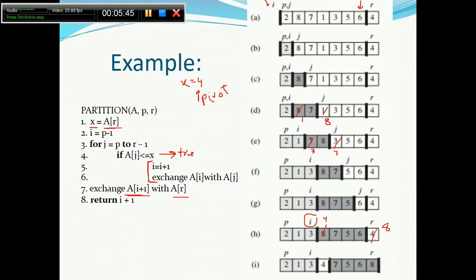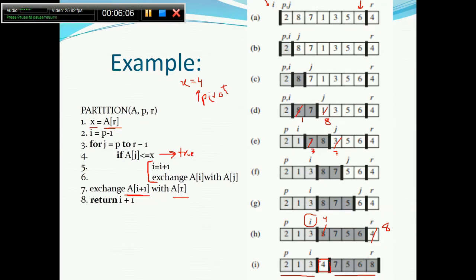Now see, you can see here I chose 4 as a pivot. All numbers that are smaller than the pivot are on the left side, and all the numbers that are greater than the pivot are on the right side. So can I say in this way the pivot is at the correct place? Yes or no? Okay. In this way the partition algorithm actually works.